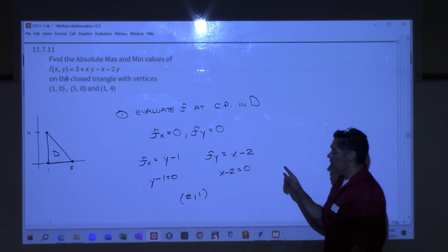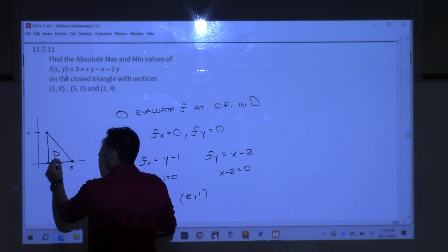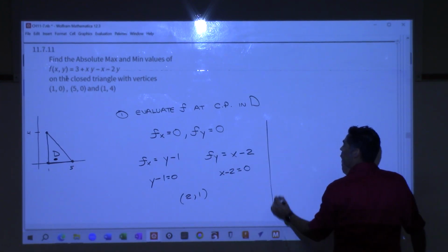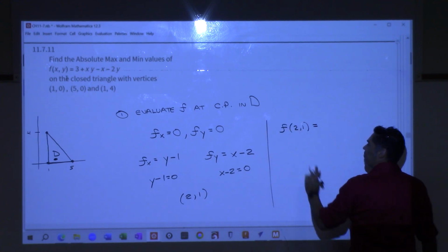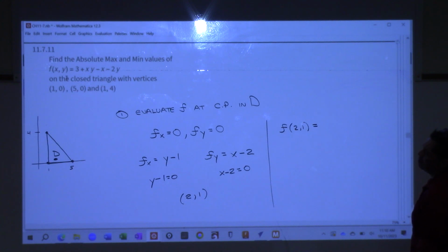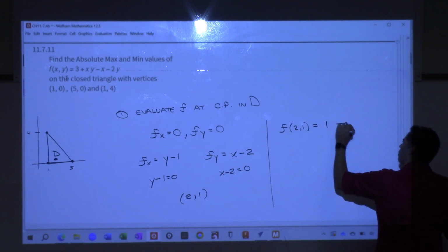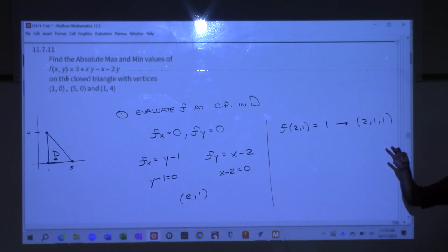And we said that (2, 1) lives in here, right? So that's in the domain, so I want to use it. I want to figure out what is the value of the original function at that point (2, 1). We did that as well, right? What did we get? It was 1? Okay. So as a point, we're saying that this point (2, 1, 1) lives on that surface, right?